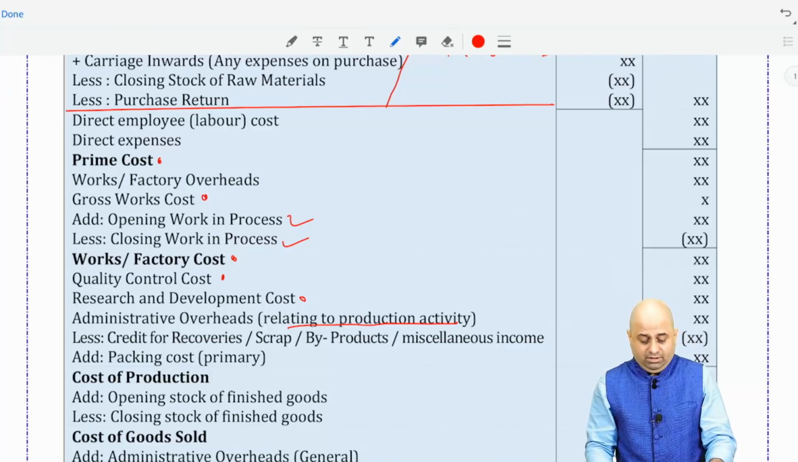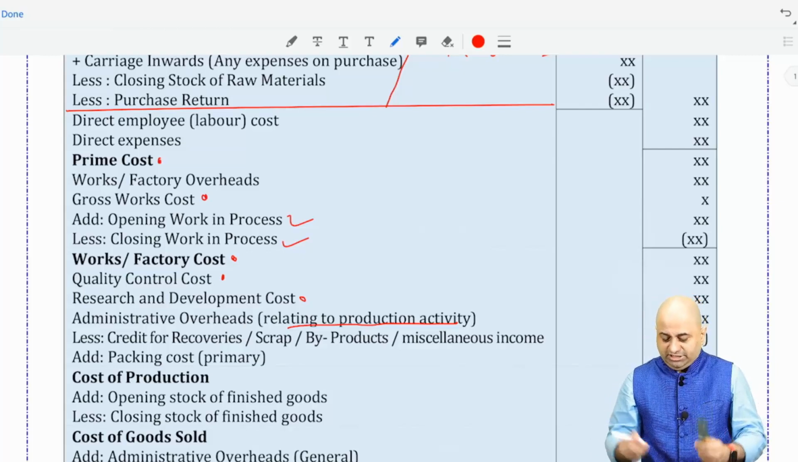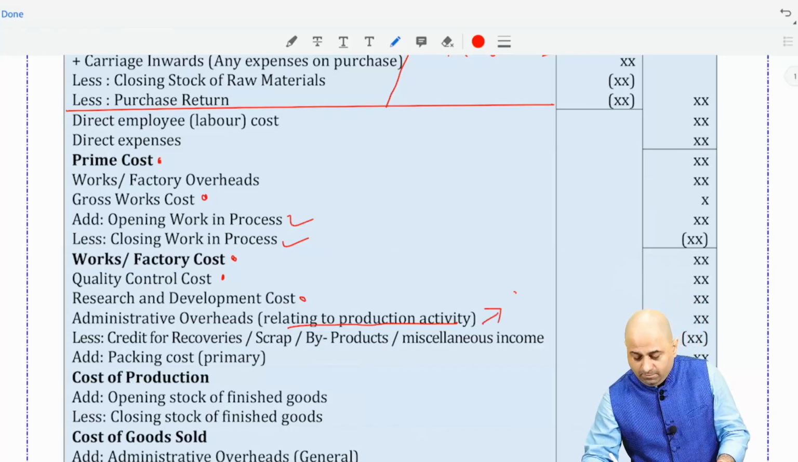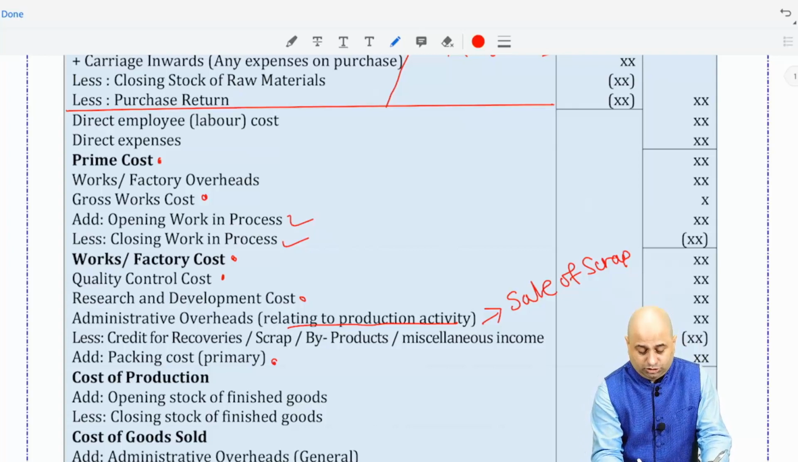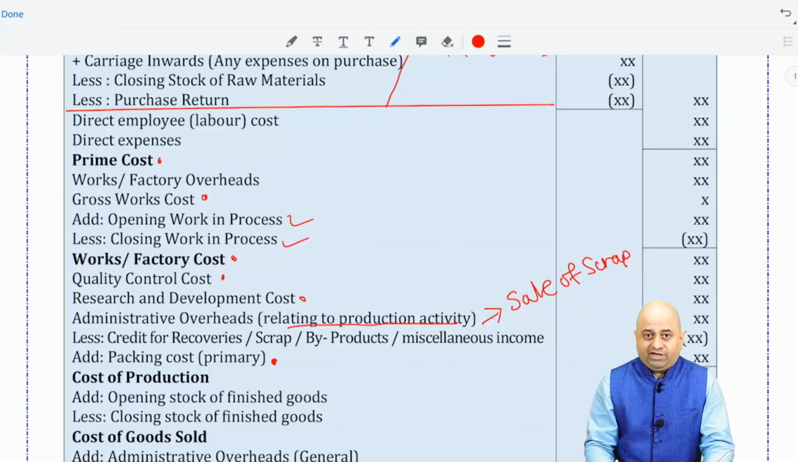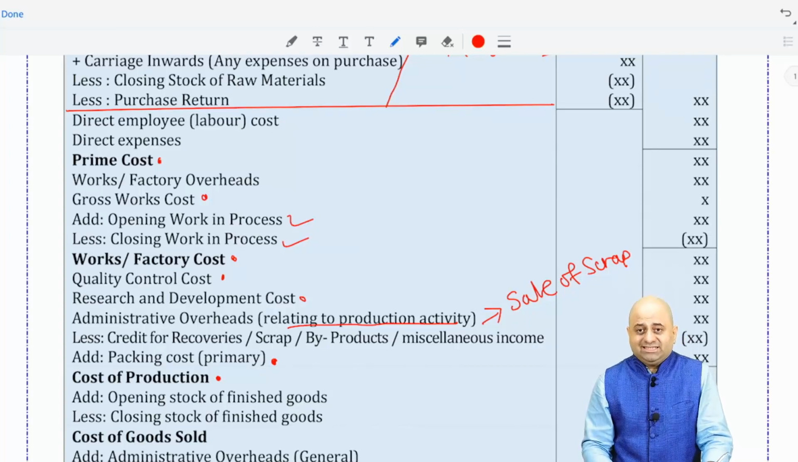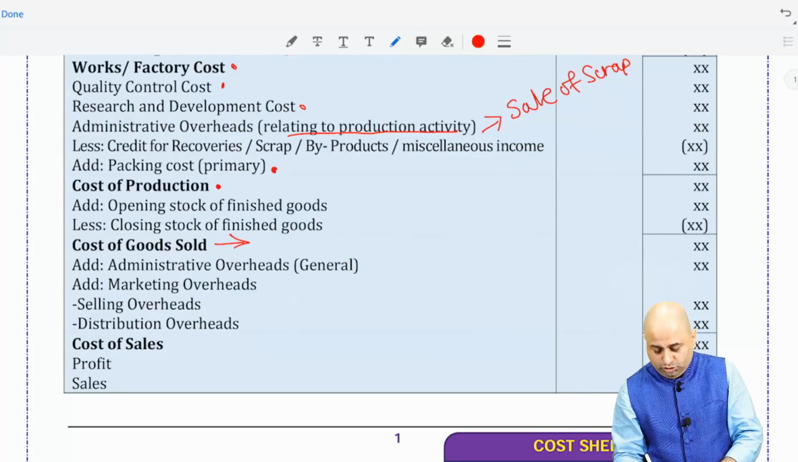And then after that, a long item, credit for recovery, scrap, byproduct, miscellaneous income, etc. But generally, we come across something known as sale of scrap. And then packing cost, primary packing cost, whatever you call it. When you adjust all these things to works or factory cost, you reach the cost of production. I've got to discuss something about cost of production a little later. And when you adjust opening and closing stock of finished goods to that, you get cost of goods sold.